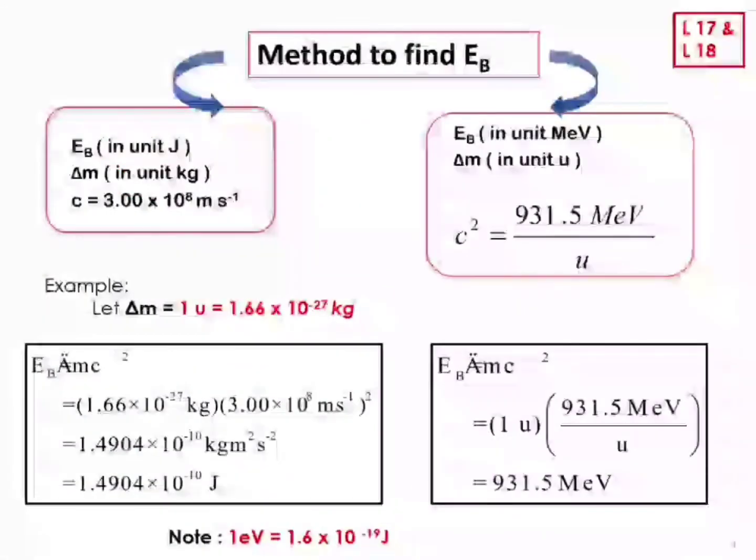Okay, so actually there are 2 methods to find binding energy. One unit is in joule, the other unit is in MeV. So let's say the question asks you to find the binding energy in MeV. Take note, when it asks for MeV, make sure our delta M must be in U. But if the question asks you to find the binding energy with the unit of joule, make sure our delta M unit must be in kg.